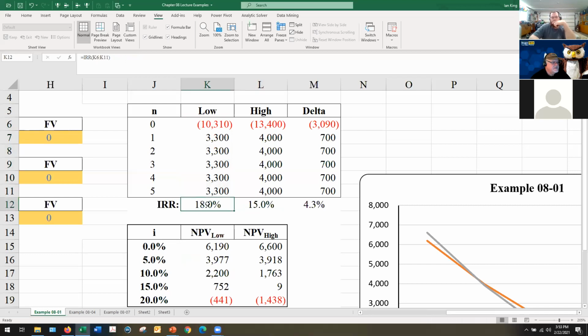So this is also a great way of saying, hey, internal rate of return is 18%, but that doesn't mean you want to have that, because net present value varies dramatically depending on your interest rate.